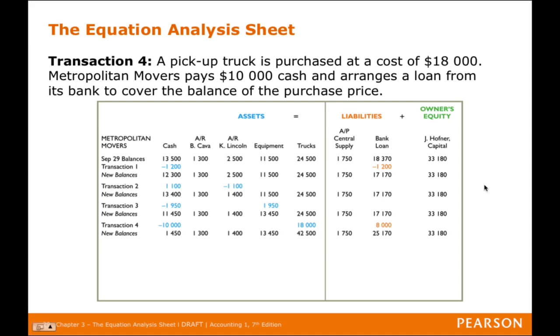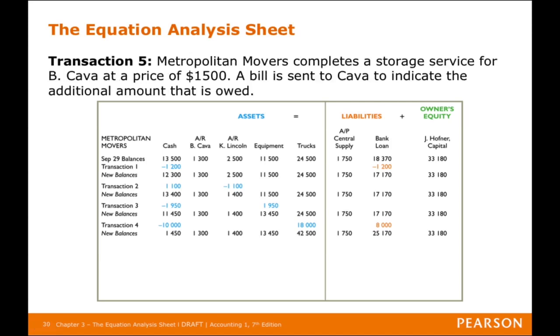So again, we've calculated the new balances, and we can move on to the next transaction once we check that everything is equal. Transaction 5, Metropolitan Movers completes a storage service for B. Cava at a price of $1,500. A bill is sent to Cava to indicate the additional amount that is owed.